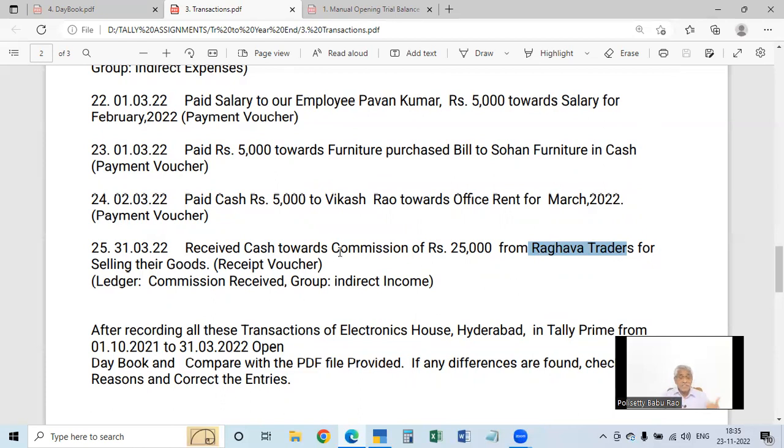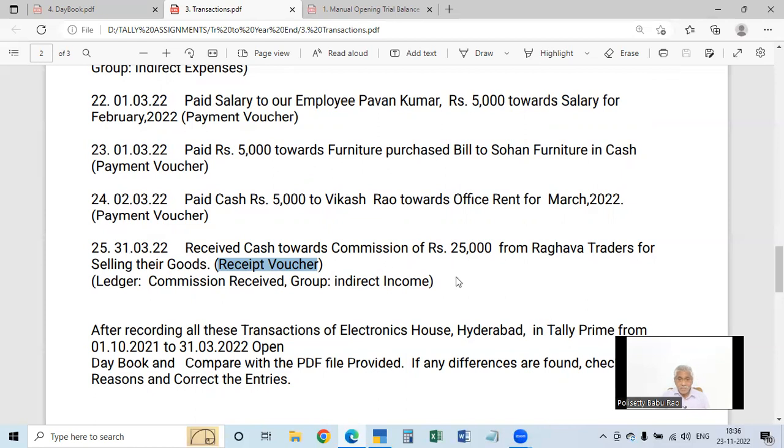Commission received means income, and that income is to be credited. Since we are receiving money, we have to enter it in the receipt voucher. We enter commission received, not the commission account, because commission paid and received together would be confusing. If you enter them in one account, at the end of the year you would have to make calculations again. If you enter them separately, commission paid is a debit and goes to the debit side of the profit and loss account, while commission received is a credit and goes to the credit side.